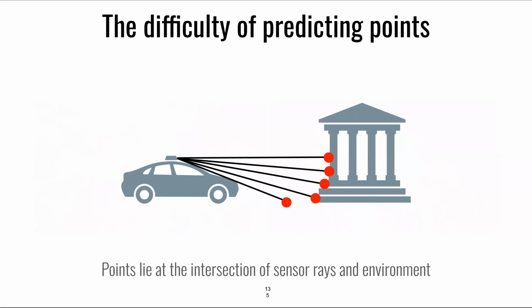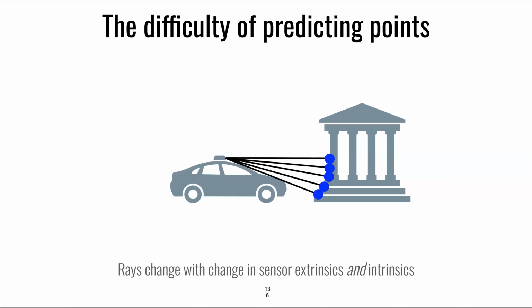Now, while this seems straightforward, understanding where every point in the point cloud is going to lie in the future is non-trivial. That is because points depend on the intersection of rays from the LiDAR sensor and the environment. And these rays change with the change in the motion of the autonomous vehicle and the ray sampling pattern of the LiDAR sensor. So then accurately forecasting points requires accurately forecasting extrinsics, the sensor intrinsics, and the motion of the environment.